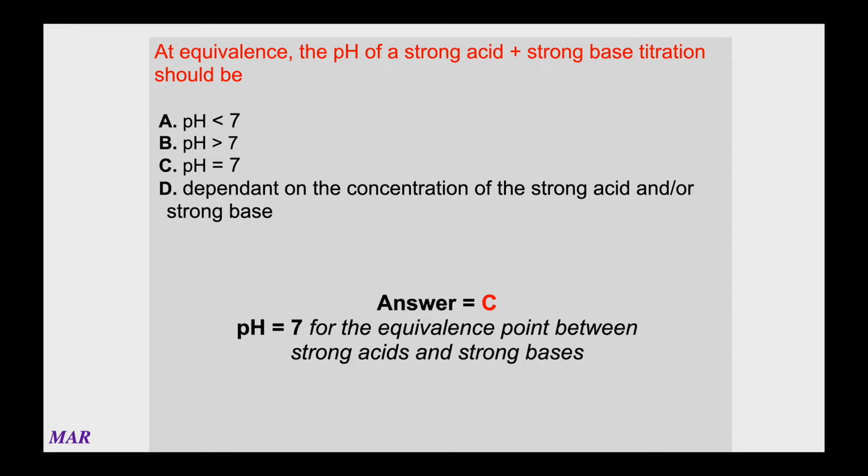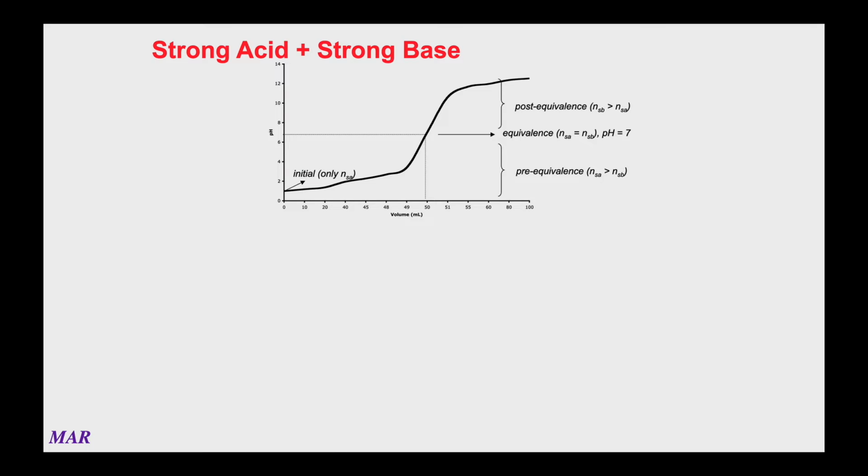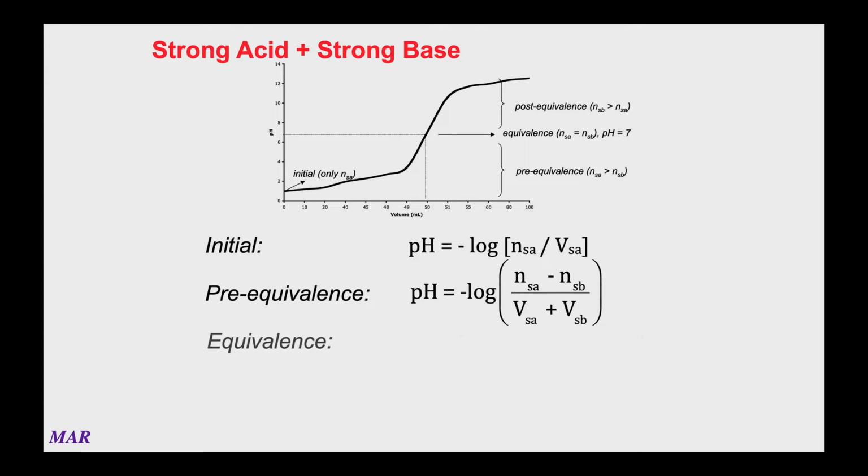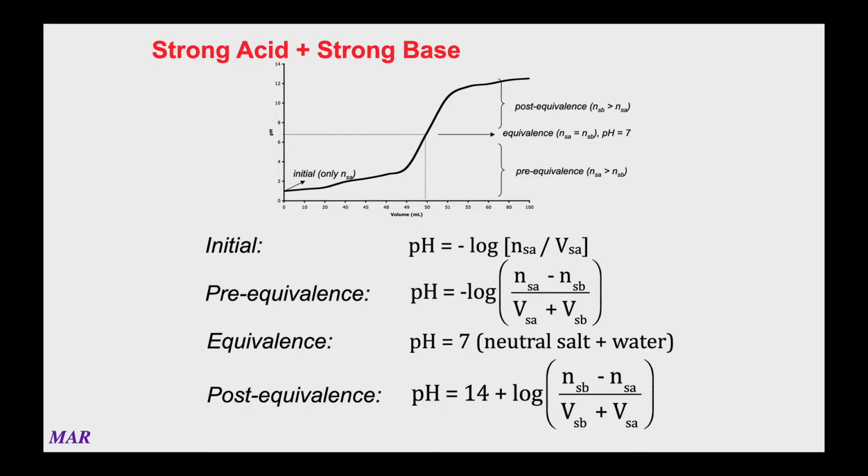And if you're at equivalence, the moles are equal. So the products will be water and some kind of neutral salt. So you could have sodium chloride and water if it was HCl and NaOH. Nothing affects the pH. pH should be 7 for strong acid plus strong base titrations, as well as strong base plus strong acid titrations. The 4 regions of strong acid plus strong base are initial, pre-equivalence, equivalence, and post-equivalence.